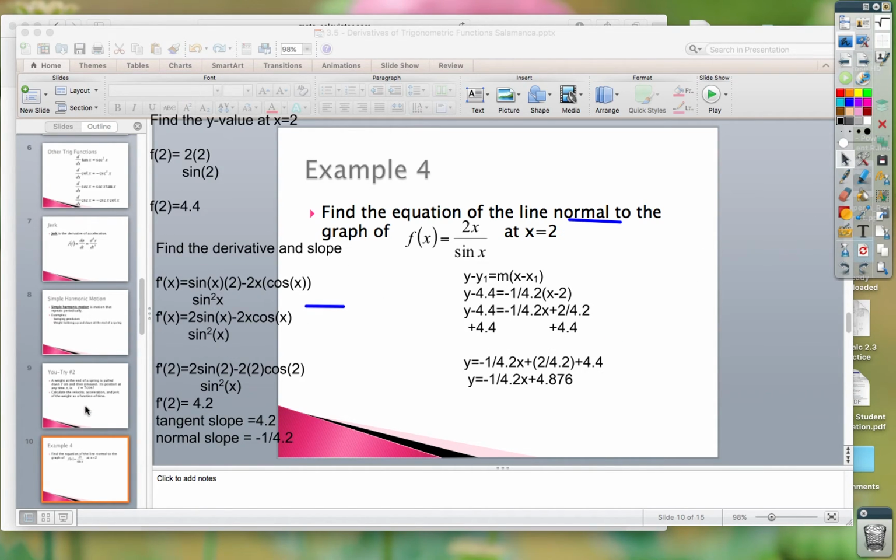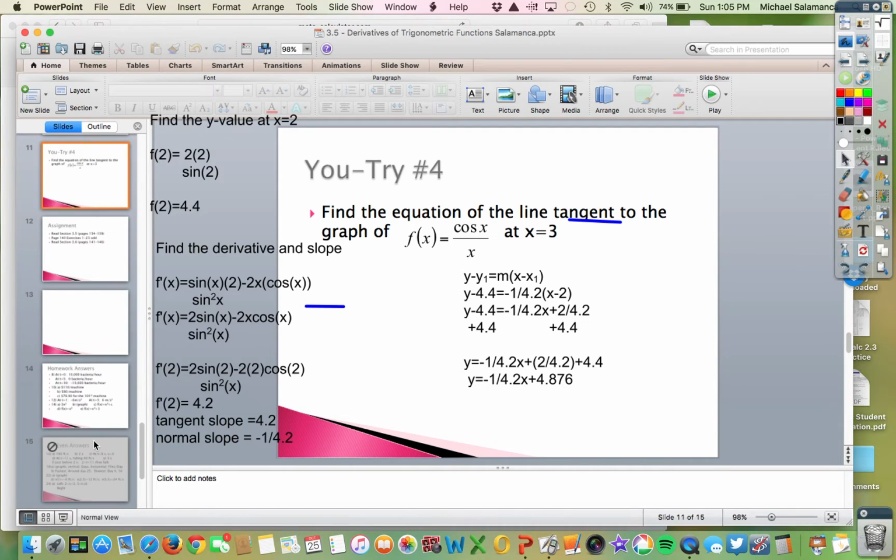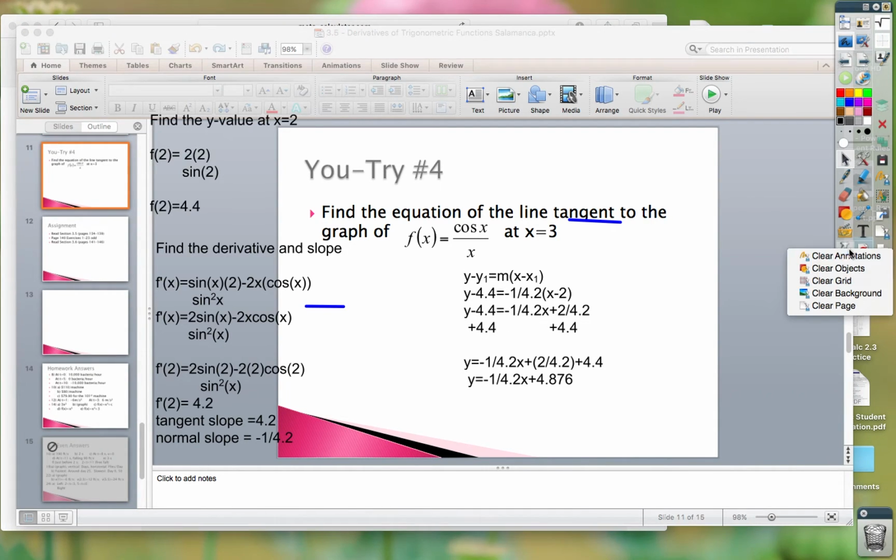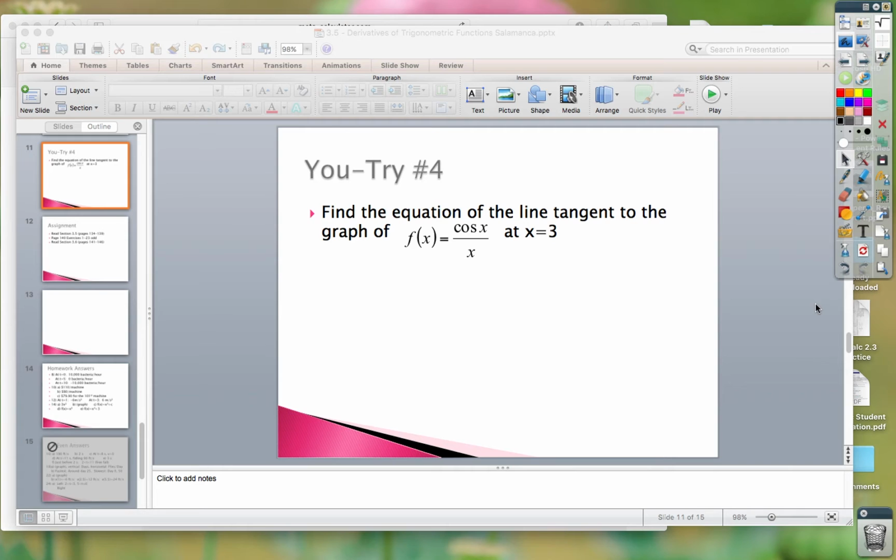So hopefully that wasn't too bad. Remember, we found the y value at x equals 2. We found the derivative and the slope and plugged it into our point slope formula. This one's a little bit easier. Find the equation of a line tangent. So the tangent means we don't have to do the negative reciprocal, but we do need to find these values.